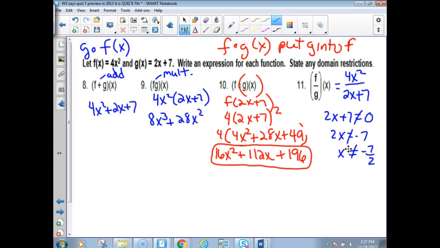That is the restriction on the domain. Now, if I asked you what is the domain, then it would be from negative infinity up to negative 7 halves. It would not include the negative 7 halves, and it would be union with negative 7 halves to infinity. So it would be everything else except that one number, negative 7 halves. Sorry, I forgot the negative sign.